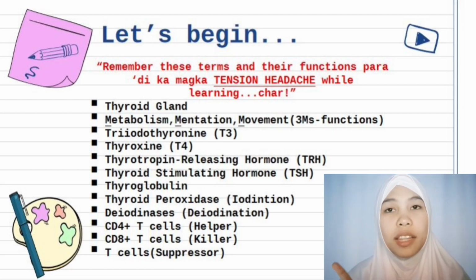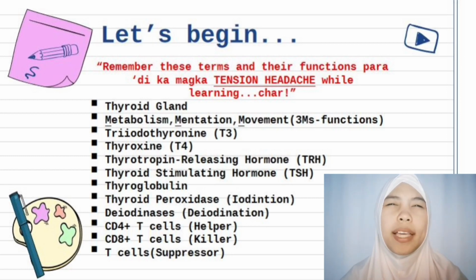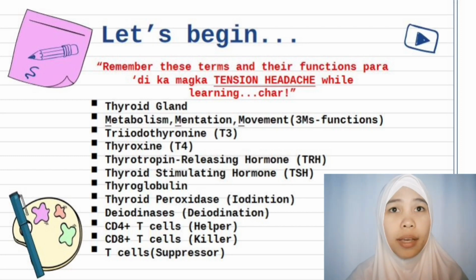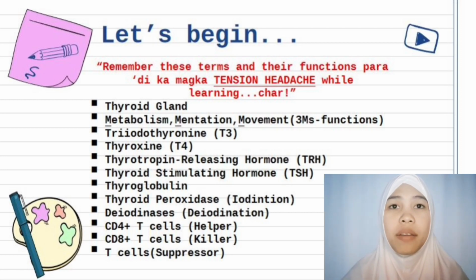Okay, so we also have the triiodothyronine and thyroxine, T3 and T4. So why does it have a number? Why does it have T3, T4? Because that number represents the number of iodine present in that hormone. So T3, there are 3 iodine in triiodothyronine. T4, there are 4 iodine in thyroxine. Okay, so we also have the TRH or thyrotropin releasing hormone and thyroid stimulating hormone. So later I'll be discussing those hormones.